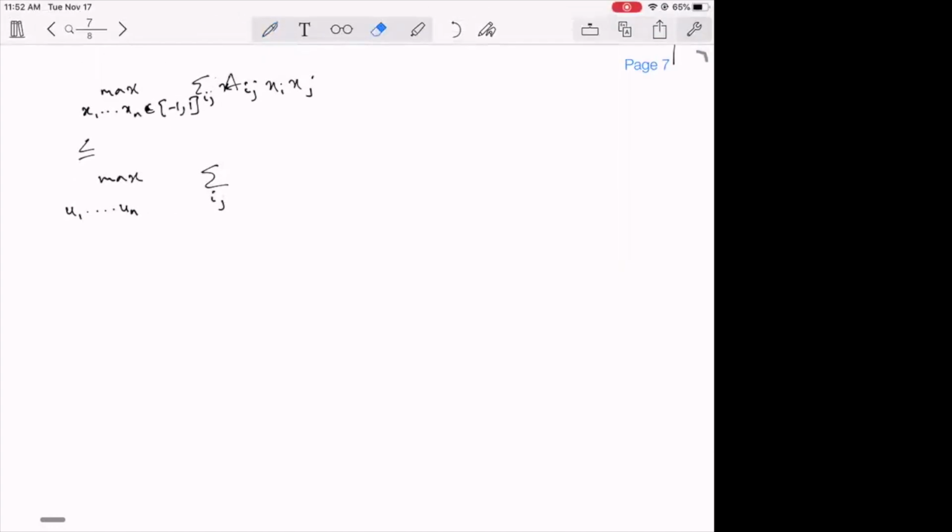Summation over ij, aij xi xj less than or equal to the max over vectors u1 through un in the unit sphere. Okay, summation over ij. Sorry, I need to make them in the unit ball.